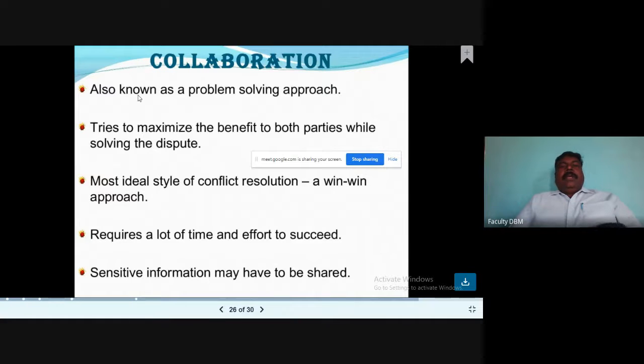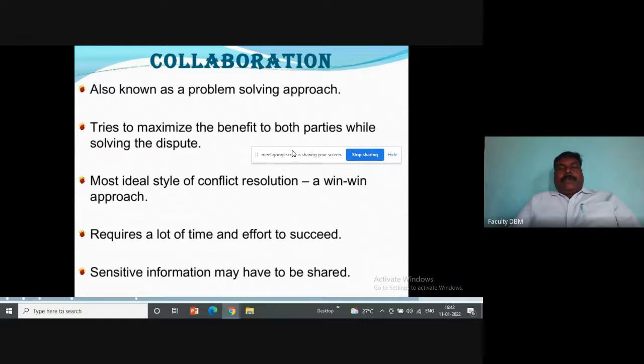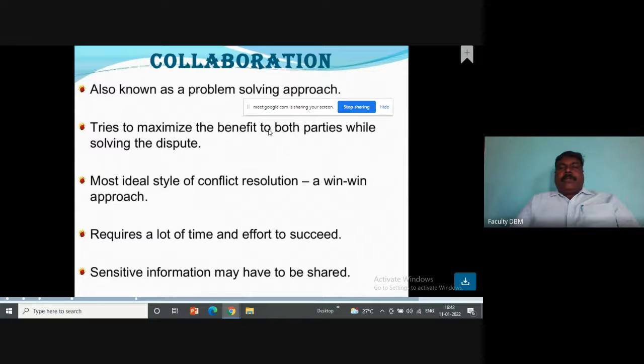Collaboration, this is the problem-solving approach. It tries to maximize the benefit to both the parties. Win-win solving of the dispute. The most ideal style of conflict resolution, I said, the win-win approach. Both will be satisfied when they come together. It requires a lot of time and effort to succeed, and sensitive information may be shared. We have to provide for each other, we have to sell into the market, we have to get the benefits from the manufacturer. So they will get resolved by collaboration.